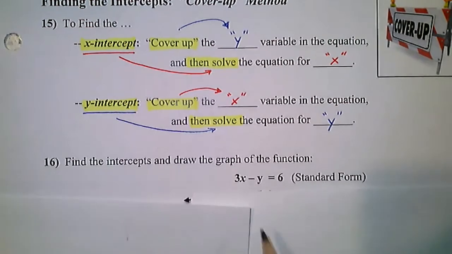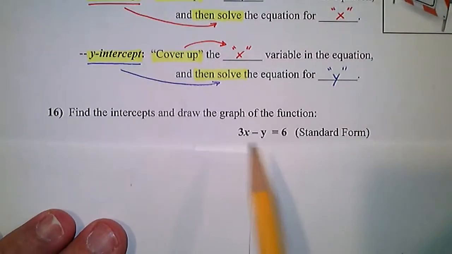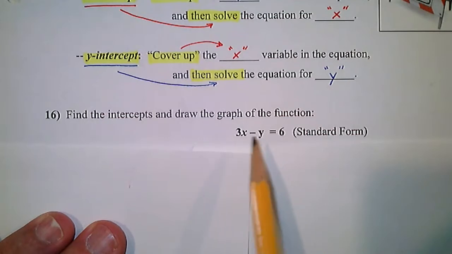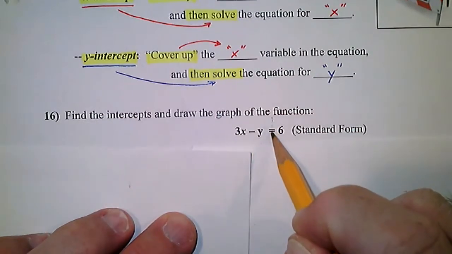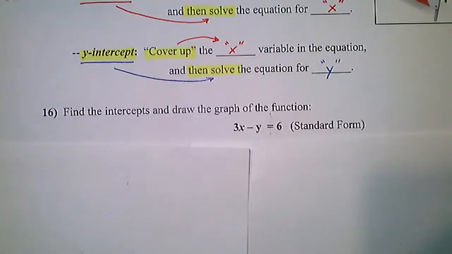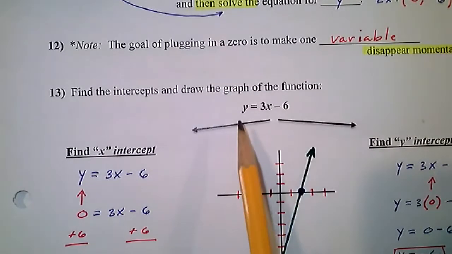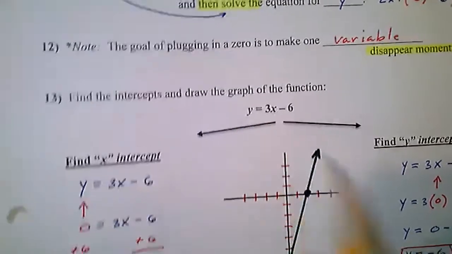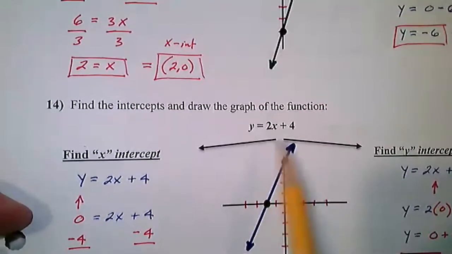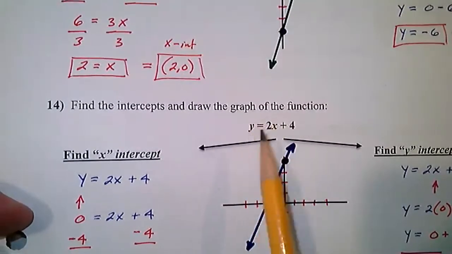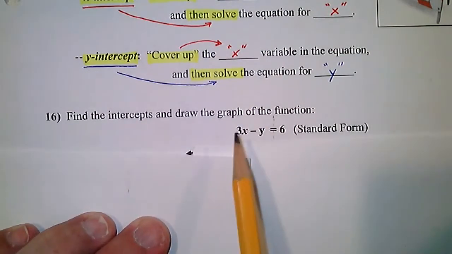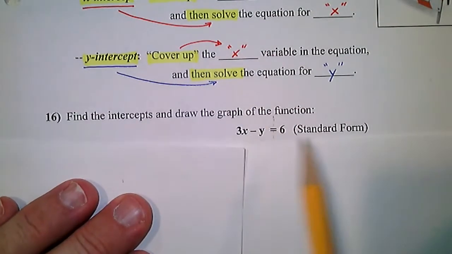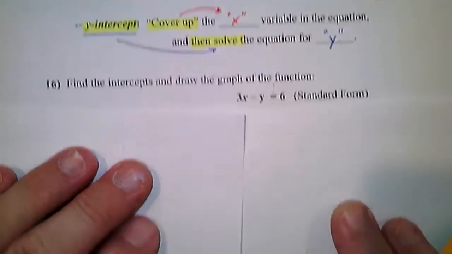Now this is an equation that's in standard form. X and y are both on the left side of the equation, together. When we were doing the plug-in zeros method, number 13 was in slope-intercept form, and number 14 was also in slope-intercept form. But now on this one, I'm going to show you how to do it in standard form.